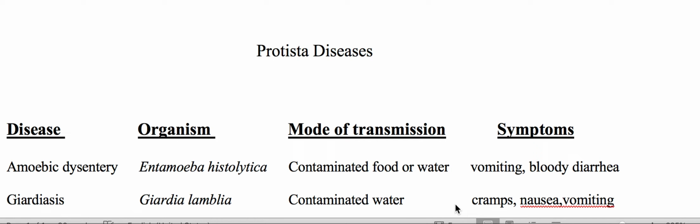Now over to the right, I have cramps, nausea, and vomiting, but I also want you to put sulfur belching, because people that pick up Giardia from the contaminated water, one of the first things that happens is they start burping, but it's not just a burp, it's a belch, and their breath smells like sulfur because one of the byproducts of this particular protist is sulfur, and so you smell that from their breath. You can get this from swimming in a contaminated lake.